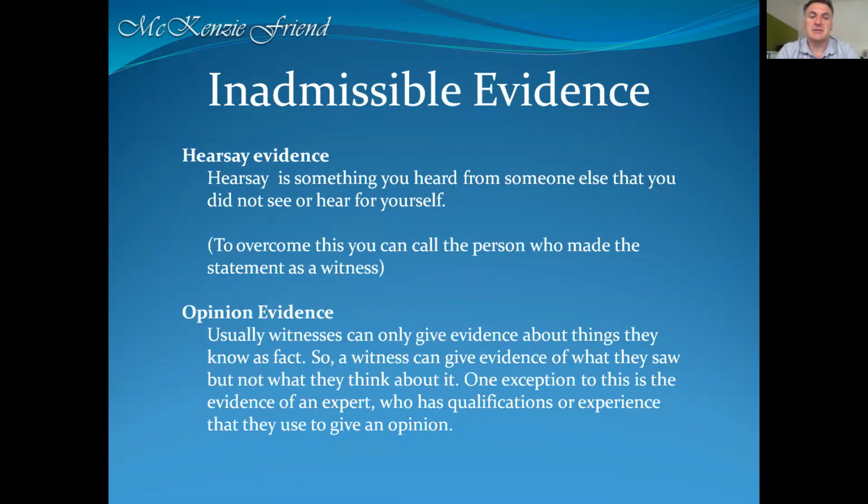Next is opinion evidence. Usually witnesses can only give evidence about things they know as fact. So a witness can give evidence on what they saw, but not what they think about it. One exception to this is the evidence of an expert who has qualifications or experience they use to give an opinion. Sometimes you see that parents will say, this parent has done X, Y, and Z, therefore this is parental alienation. Well, that's not true, because unless they're an expert, like either a psychologist or a psychiatrist, they can't give opinion that they know as fact. So it's inadmissible.